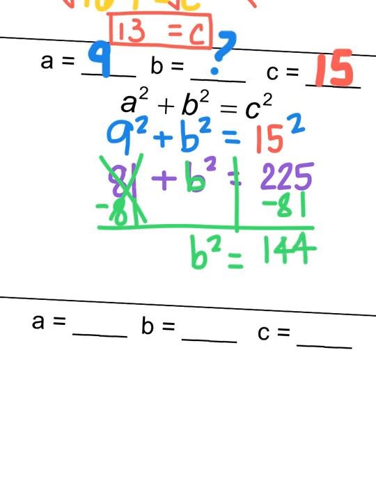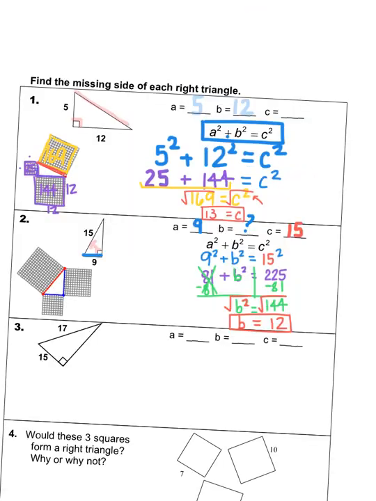I'm not finished isolating the variable. I have to do the opposite of this square. The opposite of squaring is taking the square root, and what I do to one side, I do to the other. So the square root of B squared is B. The square root of 144 is 12. Box your answer, please.